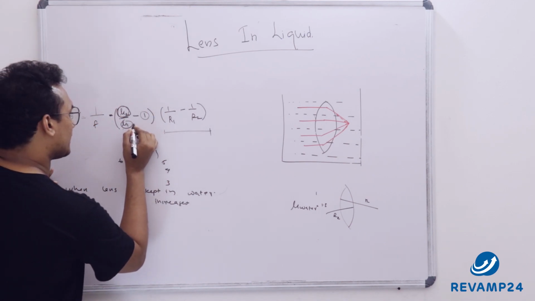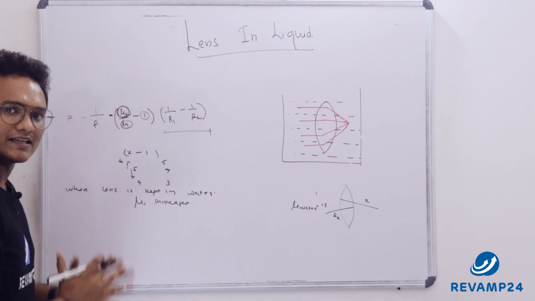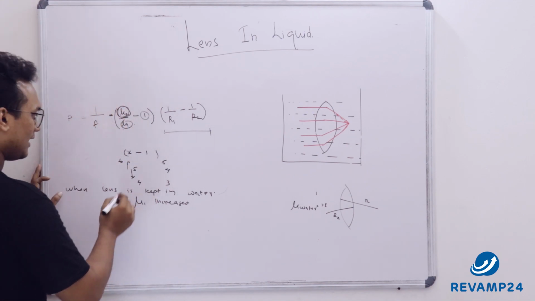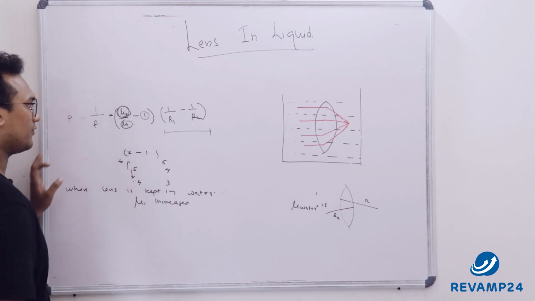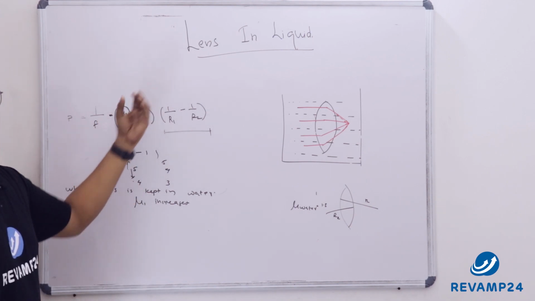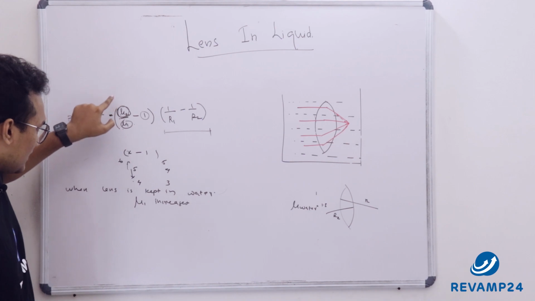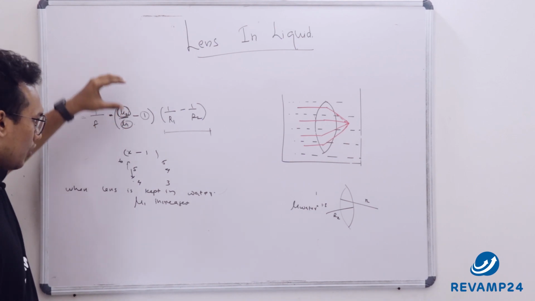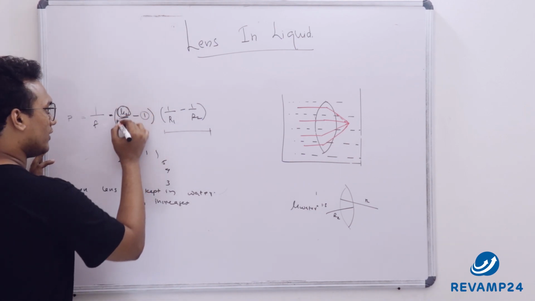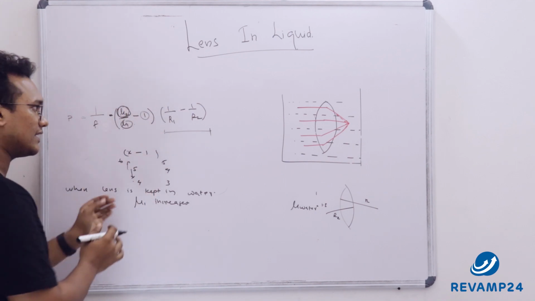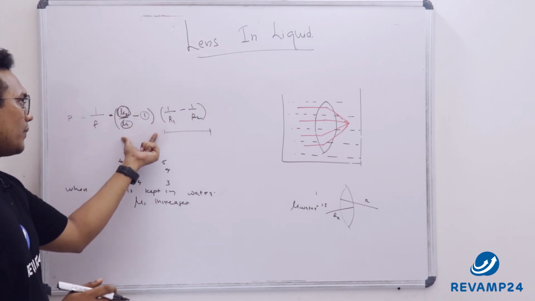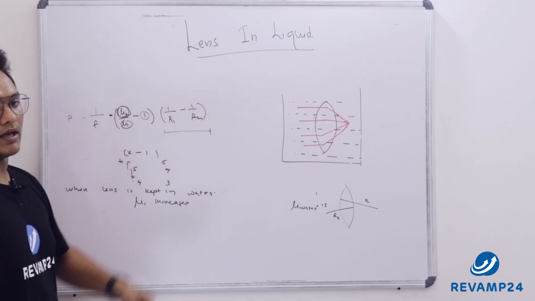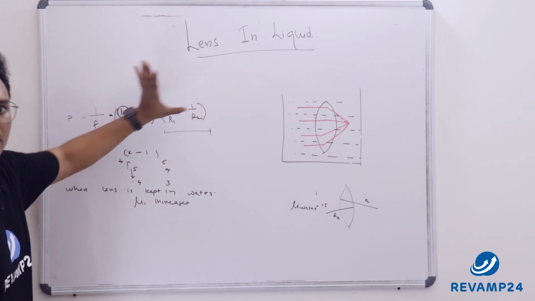Now when the denominator increases, the whole value decreases. As I told you, when 5 becomes 4, then 4 minus 1 becomes 3. So mu1 increases, the whole value decreases. When this value decreases, the number by which 1 by r1 minus 1 by r2 is multiplied also decreases.